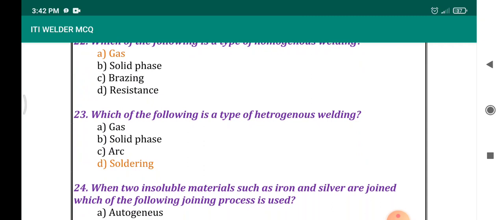Normally in soldering operation we will be using a different filler material compared with gas welding, so soldering can be considered as a heterogeneous welding operation.